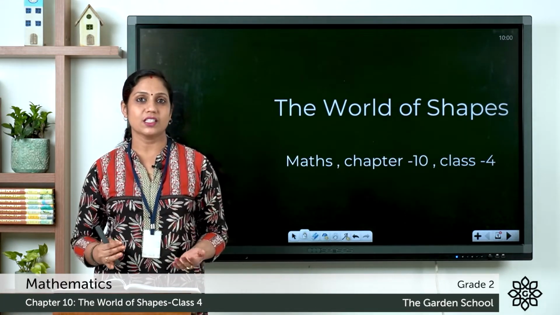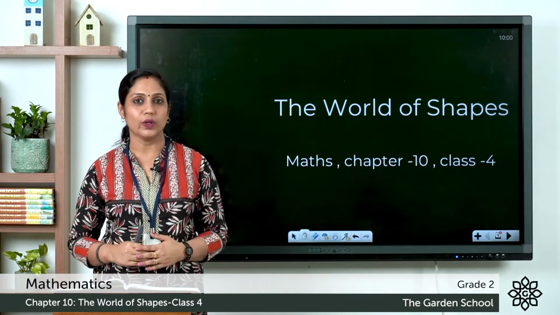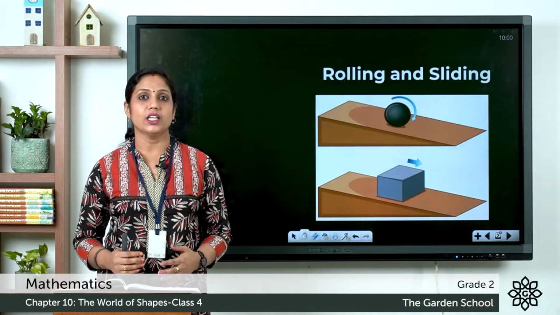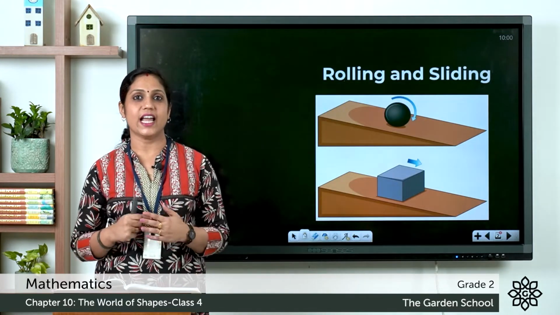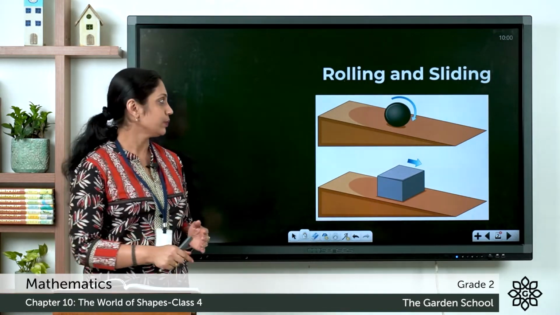So in our last classes, we learned about plane shapes and solid shapes. So hope you all are thorough with that. Let's move on to today's topic. Today we are going to learn about rolling and sliding. So let's see what is rolling and what is sliding.